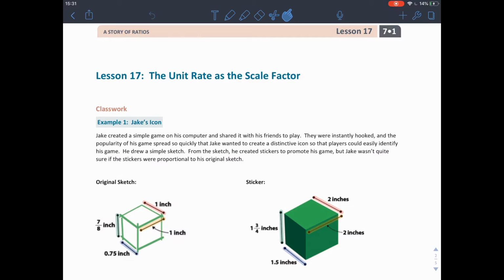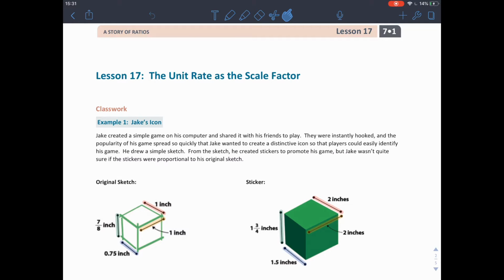From the sketch, he created stickers to promote his game, but Jake wasn't quite sure if the stickers were proportional to his original sketch. So on the left, we have his original sketch with some dimensions, and on the right, we have his sticker with its dimensions.